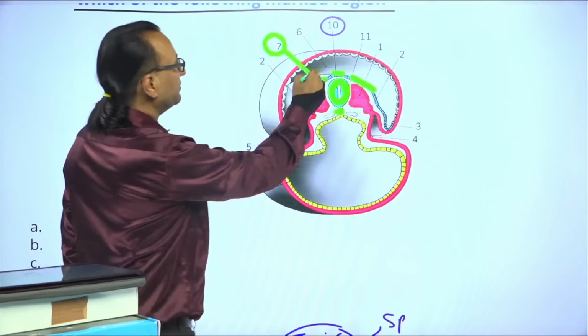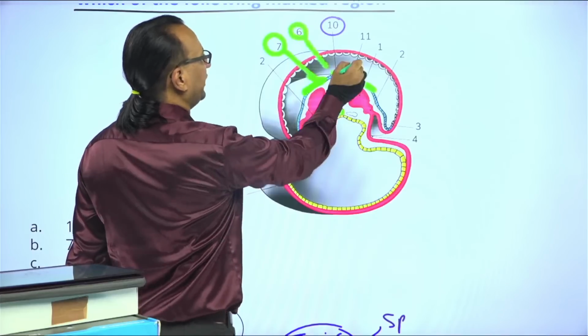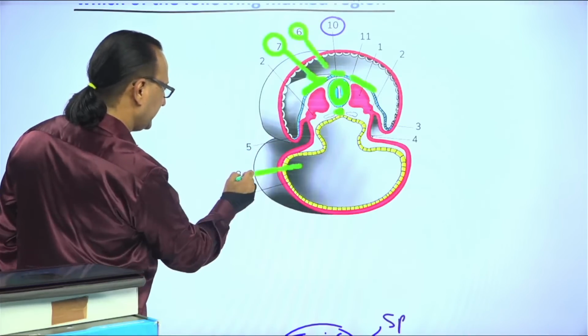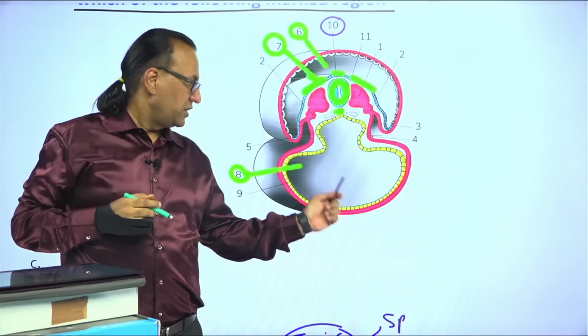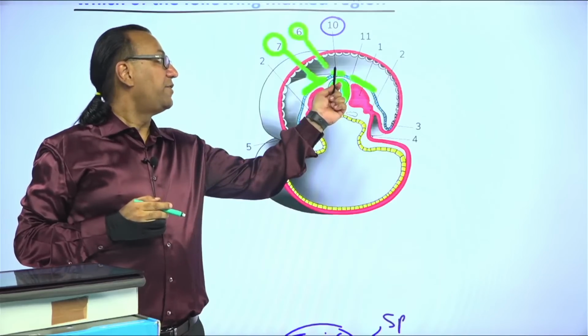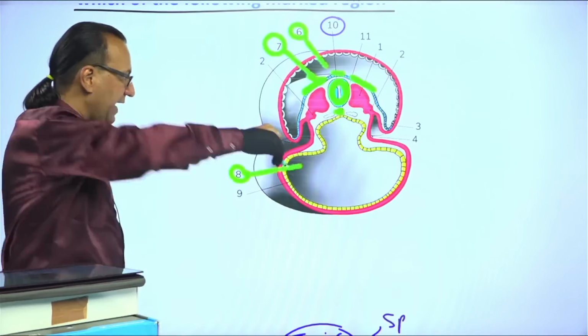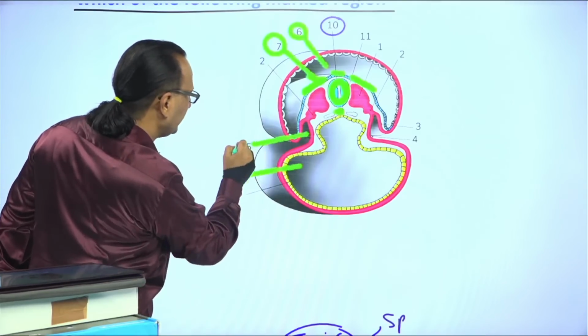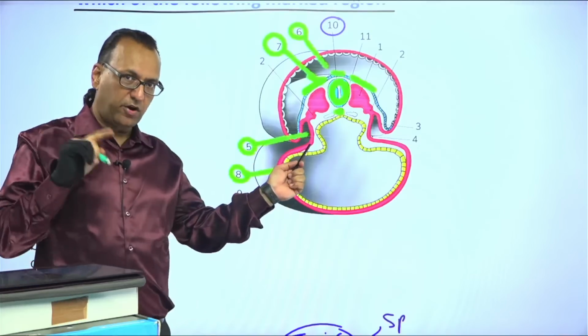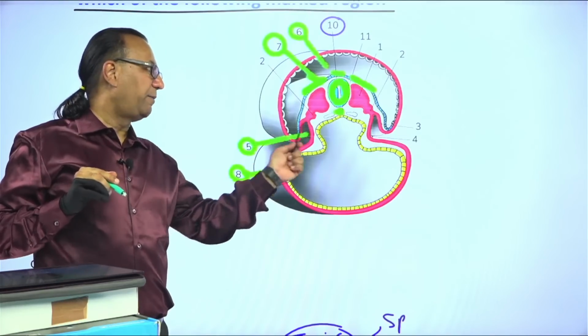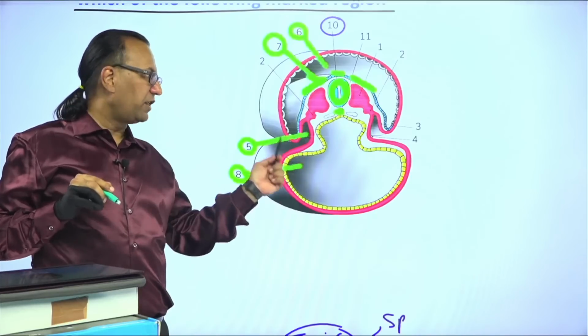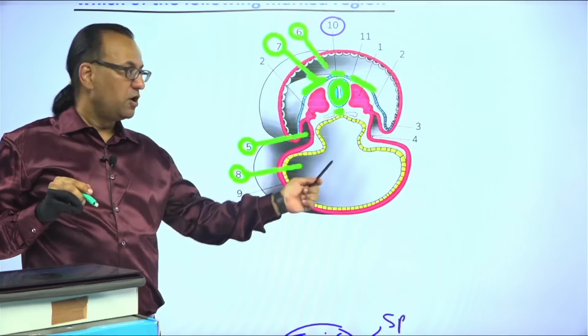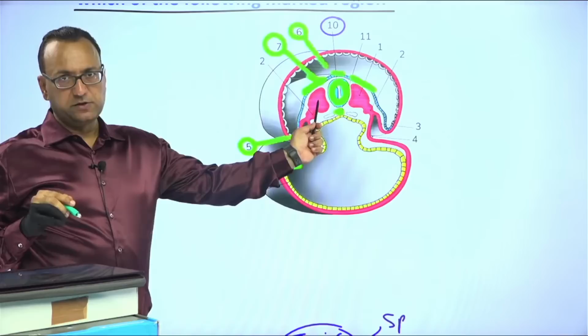And what about these other markings? What is this marking 6? It is the amniotic cavity. And marking 8, it is the yolk sac cavity. There is a yolk sac cavity, there is the amniotic cavity, and there is one more cavity, the intraembryonic coelomic cavity, dividing lateral plate mesoderm into two parts. And what are the two parts of lateral plate mesoderm? What is this mesoderm? What is this mesoderm?